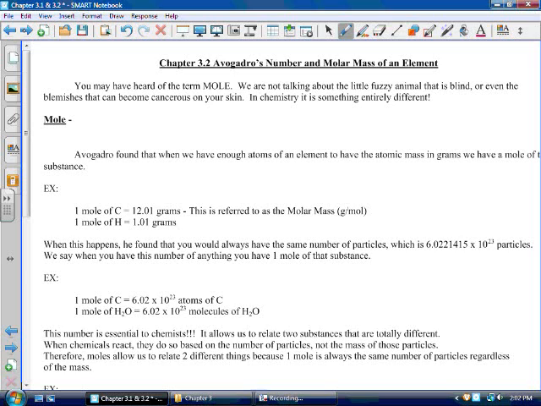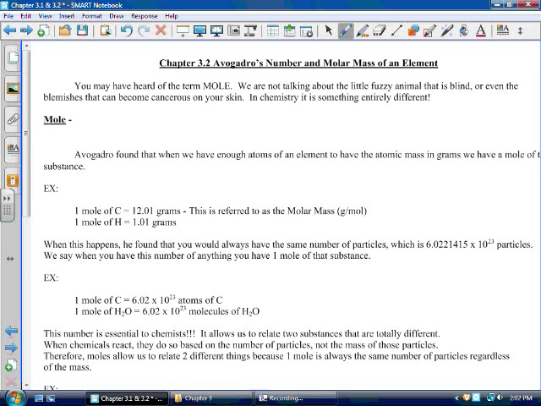A man named Amedeo Avogadro came up with the concept of 1 mole, and you may have heard that term before. I'm not talking about the little animal that runs around the yard. And you may have seen people wearing Mole Day shirts before. A mole is defined as exactly the same amount of substance that is in 12 grams of carbon.